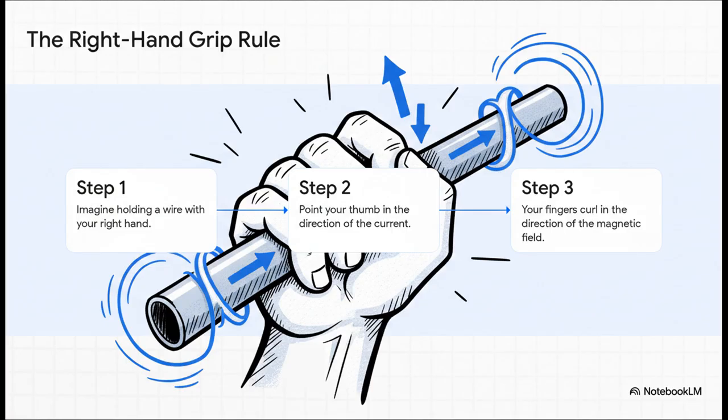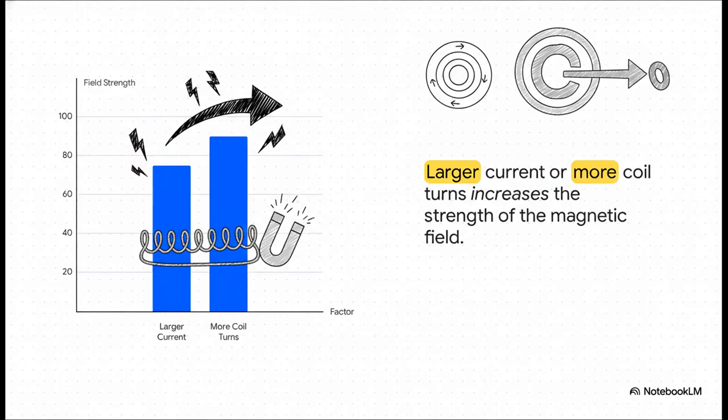Now, point your thumb in the direction the current is flowing. See how your other fingers curl around the wire? That's it. The direction your fingers are curling is the direction of the magnetic field. Super useful, right? So what if we need a really, really strong electromagnet? How do we power it up?